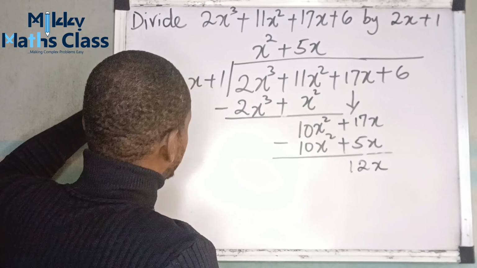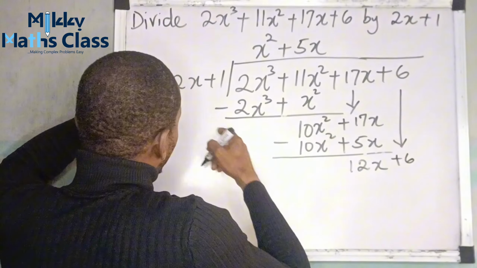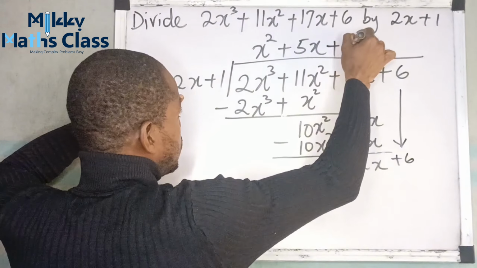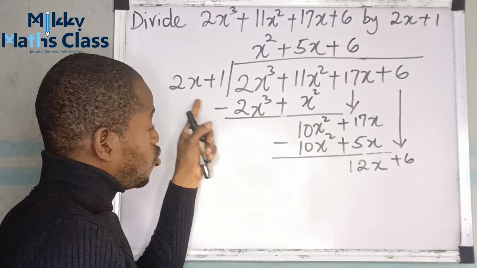Now we'll go again, we divide. We can bring down our 6. Let's divide 2x in this. We are left with positive 6, because x and x we cancel out. 12 divided by 2 will give us 6.